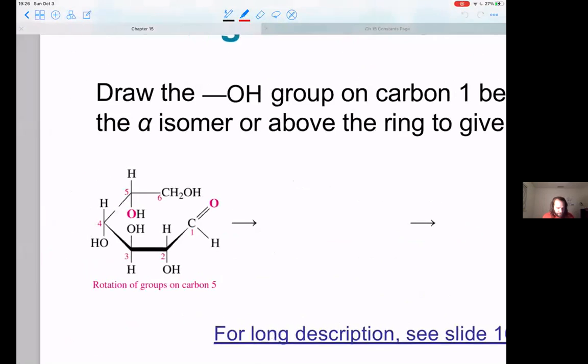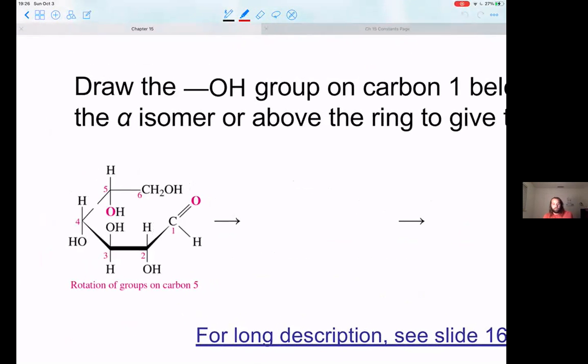Now that takes us to here. Line everything up. We have our hydroxyl groups pointed in the right directions. Now we're going to rotate that carbon 5 and switch the position of all those groups. That means that the hydrogen is going to come down and replace that OH group. The hydroxyl group is going to come up and replace the CH2OH, and the CH2OH is going to go to the top there.